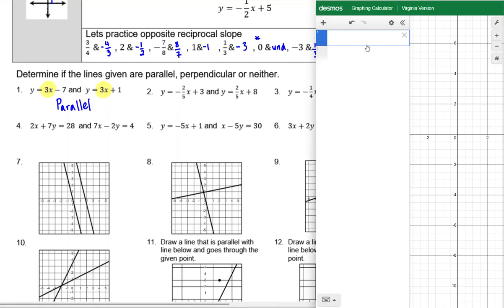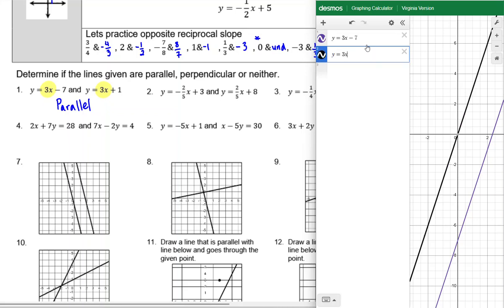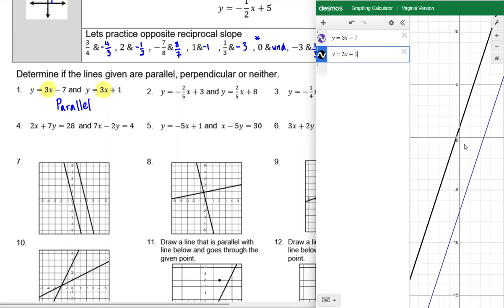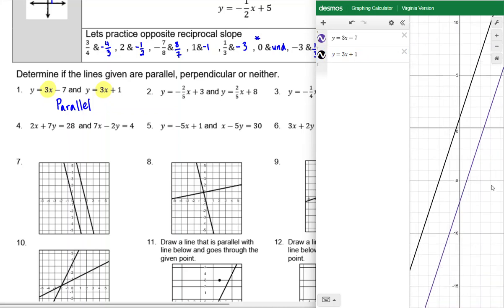Definitely graph it and just check. The easiest way to do it is to graph it in Desmos. The first one was kind of easy because it was already written in slope-intercept form, so I can easily identify the slope. But yeah, see how they're parallel lines.